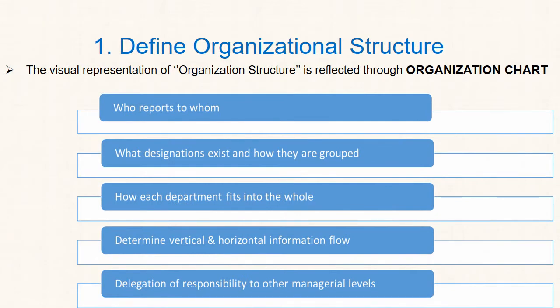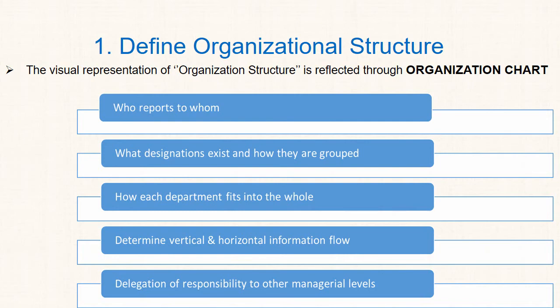Now the question is, what is the tangible form of organizational structure and how can it be represented? The visual representation of organization structure is done through administrative structure or organizational chart, or you can call it organogram.